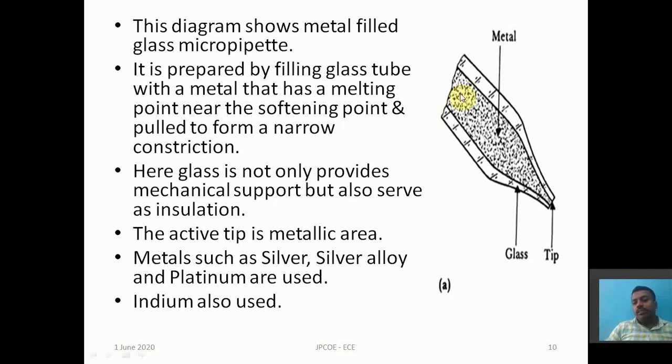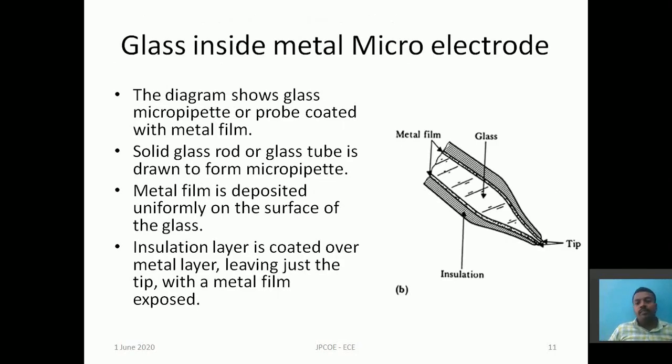This electrode is fabricated by a very simple method. First we take one glass tube. The glass tube is heated to a flexible level, and after that the glass is extended. When it is extended, it provides a very narrow tip. After extending, we fill the metal inside the glass, and only the tip is exposed. The tip acts as the electrode or conducting material. It will acquire the action potential from the cell. This is one type, and the other is glass inside metal.